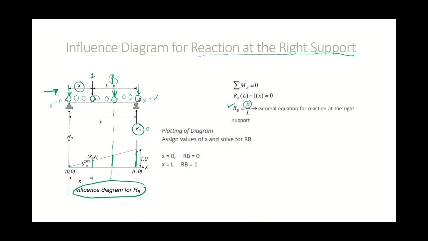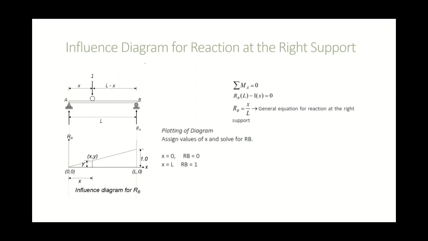Its purpose is that you don't need to compute the reaction at B at every single point, because the load will pass through the entire section. You don't need to compute them one by one. What about when the load is here and the reaction at B? We will just use the influence diagram. All you need to do is draw the influence diagram and you will know the location where the reaction at B is largest. In this case, the location of the maximum reaction is directly under the support itself.